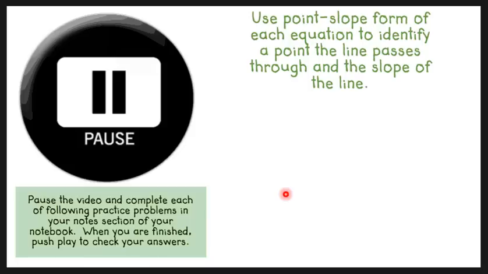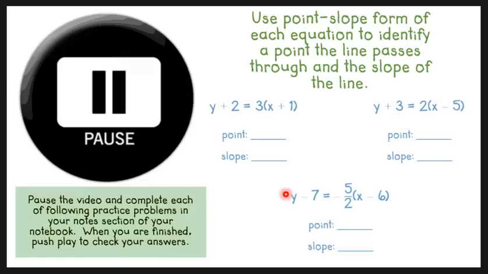So I want you to pause the video and complete each of the following practice problems in your notes section of your notebook. When you are finished, push play to check your answers. In these 3 problems, you are going to use point-slope form of each equation to identify a point the line passes through and the slope of the line. Here are 3 examples for you to try on your own. When you're finished, push play.